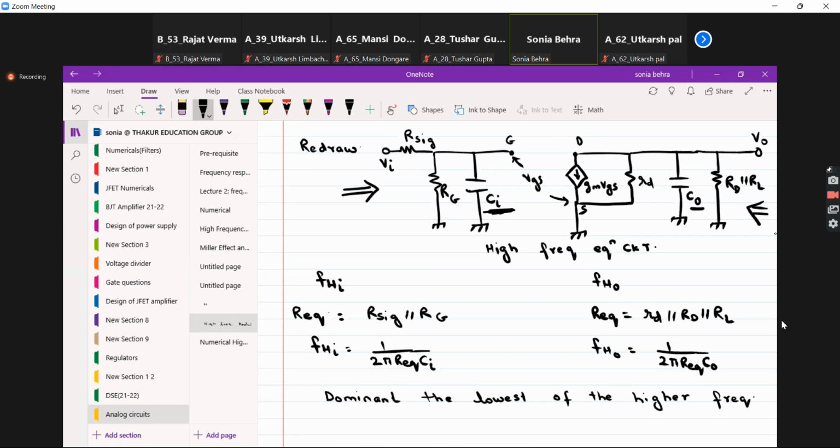ठीक है, clear with this analysis? Any doubt in this? Any doubts? Please tell me. Class, is this clear? Yes ma'am. Yeah, thank you so much.